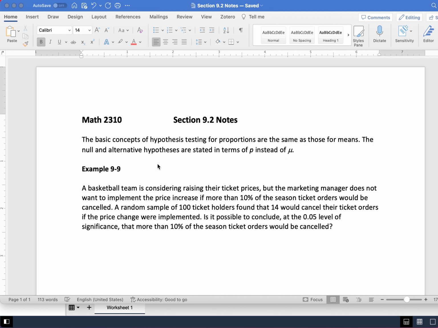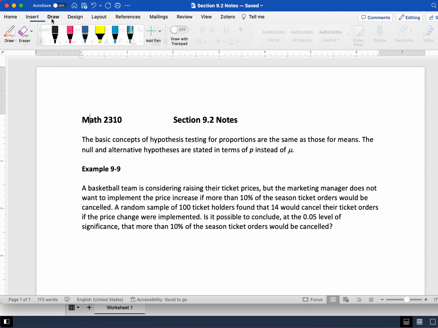It says a basketball team is considering raising their ticket prices, but the marketing manager does not want to implement the price increase if more than 10% of season ticket orders would be canceled. A random sample of 100 ticket holders found that 14 would cancel their ticket orders if the price change were implemented. Is it possible to conclude at the 0.05 level of significance that more than 10% of the season ticket orders would be canceled? So our random sample is 100 ticket holders, and 14 of them would cancel their orders.